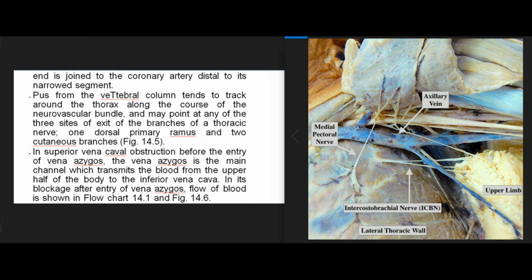In superior vena caval obstruction before the entry of vena azygos, the vena azygos is the main channel which transmits the blood from the upper half of the body to the inferior vena cava.